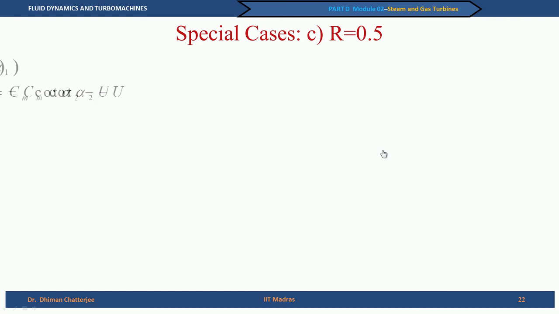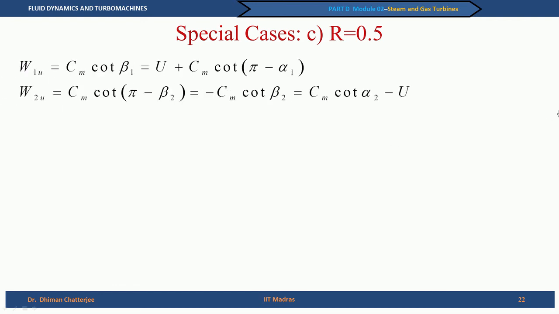equal to 0.5. So, I can write in the same way that W1U equal to Cm cot beta 1 is equal to u plus Cm cot (pi minus alpha 1), and W2U is Cm cot (pi minus beta 2), which is equal to minus Cm cot beta 2, and I can write it in terms of Cm cot alpha 2 and u. So, basically I am trying to use the blade angles, which are beta 1 and beta 2, and the nozzle directed angles of the absolute velocities alpha 1 and alpha 2.